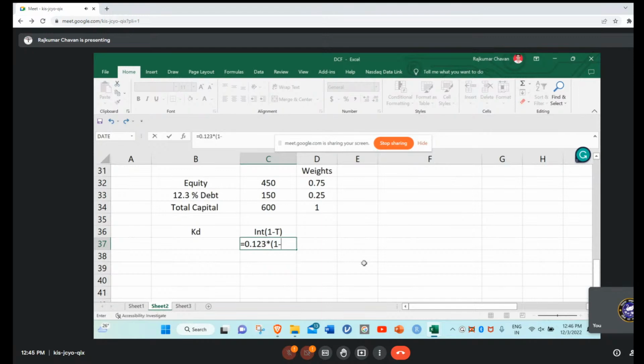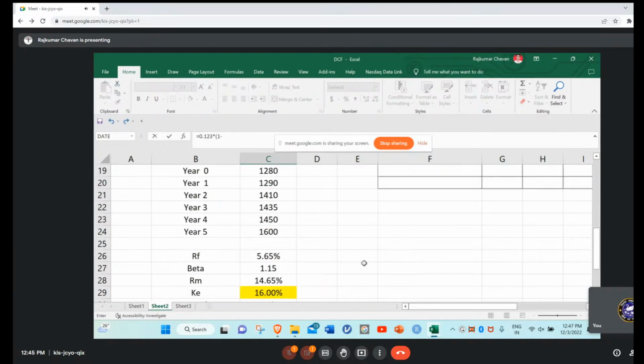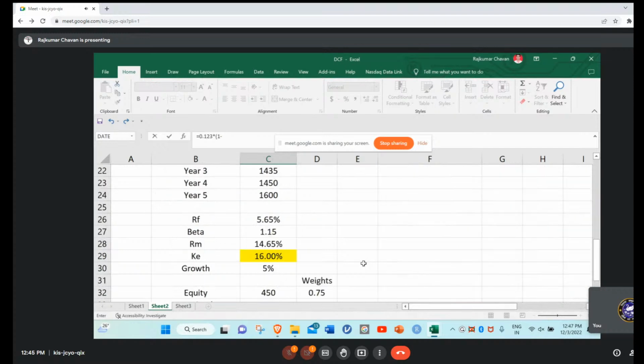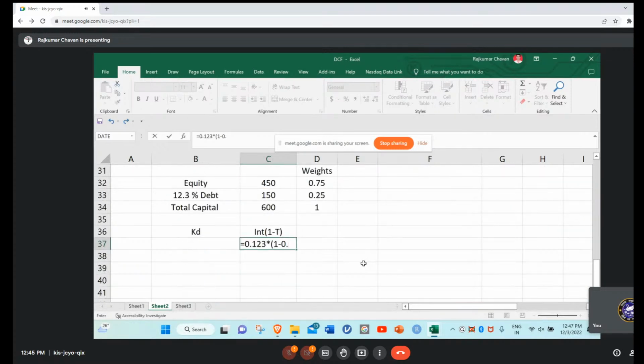1 minus. Can you tell me tax rate is how much percent? Can you see here? Just see here. How much percent? 35%. Tell me, convert into decimal. 0.35. So we will write here minus 0.35. Close the bracket and then press enter. Can you get the value? It is how much? 0.07. Now, if I want to make it into 2 decimals, how much will it be? 0.08. Okay. So cost of debt also you got 0.08.